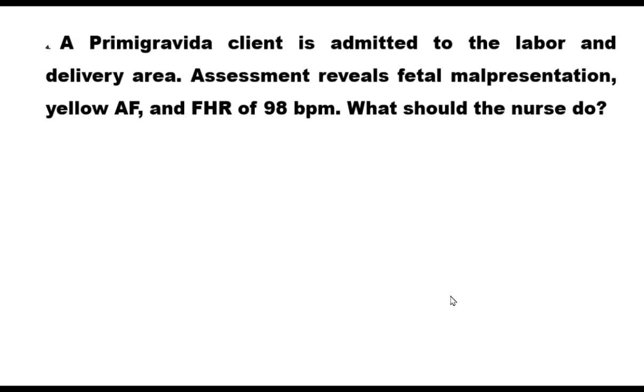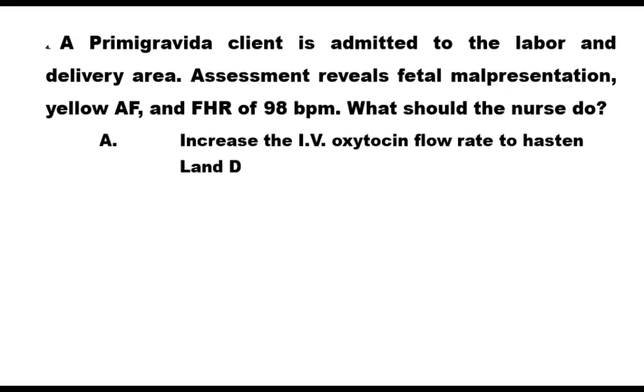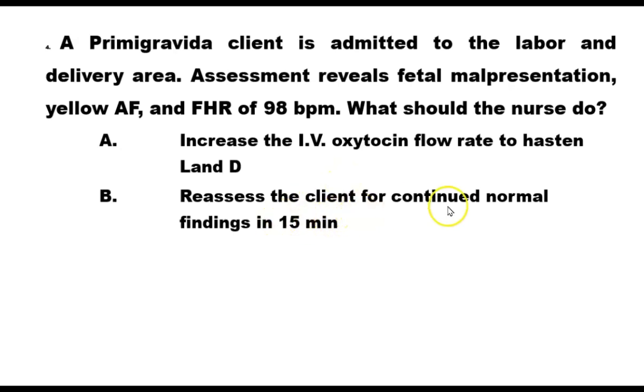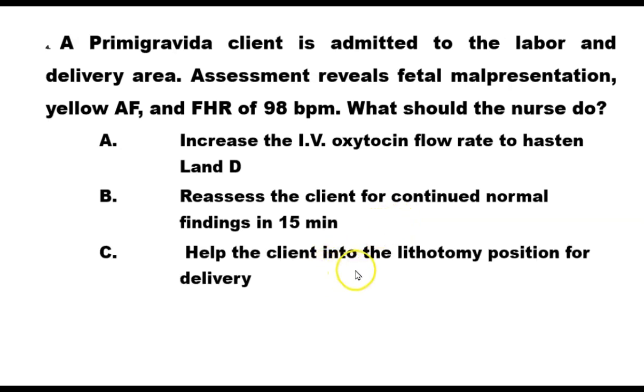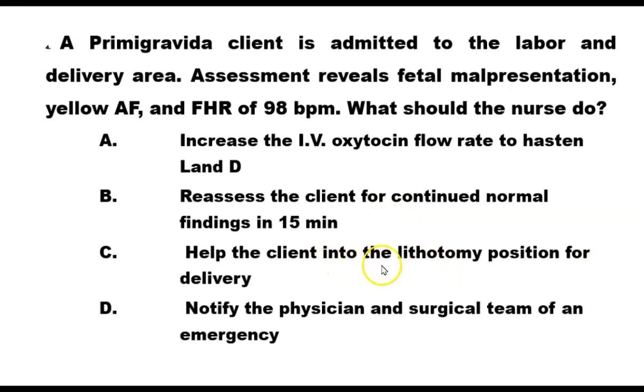Question number 4. A primigravid client is admitted to the labor and delivery area and assessment reveals fetal malpresentation, yellow amniotic fluid, and a fetal heart rate of 98 beats per minute. What should the nurse do? A. Increase the IV oxytocin flow rate to hasten labor and delivery. B. Reassess the client for continued normal findings in 15 minutes. C. Help the client into the position for delivery. D. Notify the physician and the surgical team of an emergency.